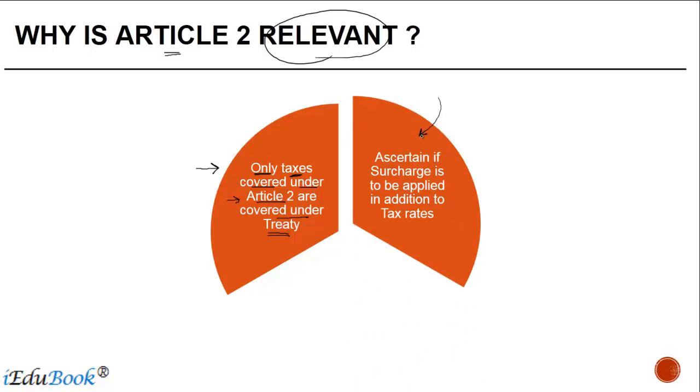The second is, it helps us to ascertain if surcharge is to be applied in addition to tax rates. Now you must be wondering, how does this happen? Generally, when you see the definition of tax in Article 2, you will note that it specifies that not only income tax, but any other levy of a surcharge or similar nature is also to be covered within the definition of tax. So let's say, for example, tax includes income tax plus surcharge, as per the definition given in Article 2. And when you look at the article relating to fee for technical services, and it says that in India, the tax that has to be withheld is 10%. What that means is that by applying the income tax and the surcharge, the total of this has to be 10%. Therefore, it helps you to ascertain if surcharge is to be applied in addition to tax rates.